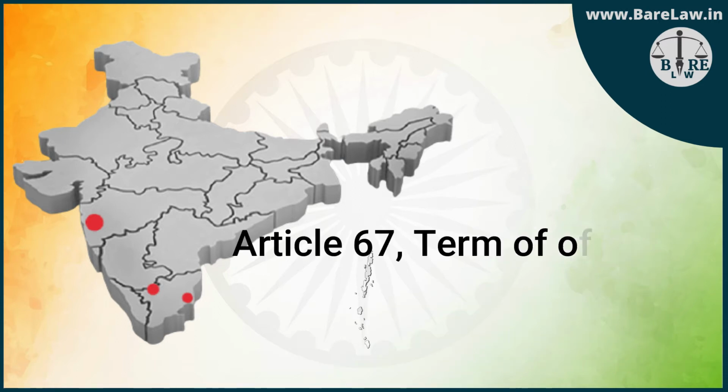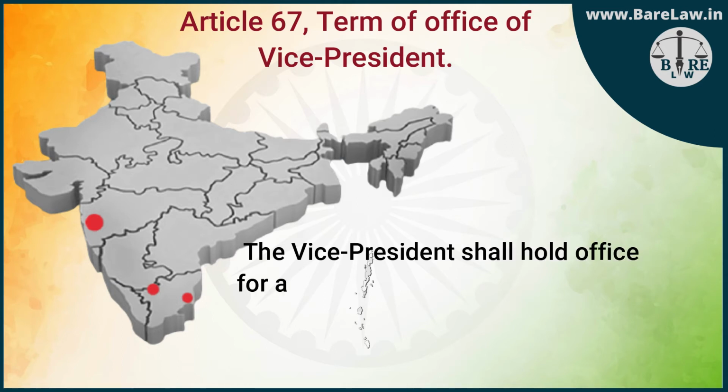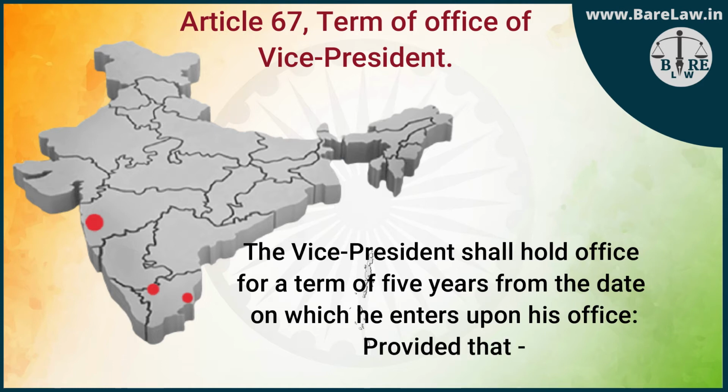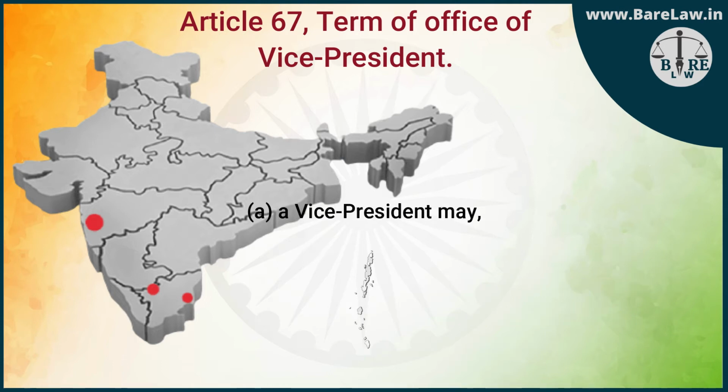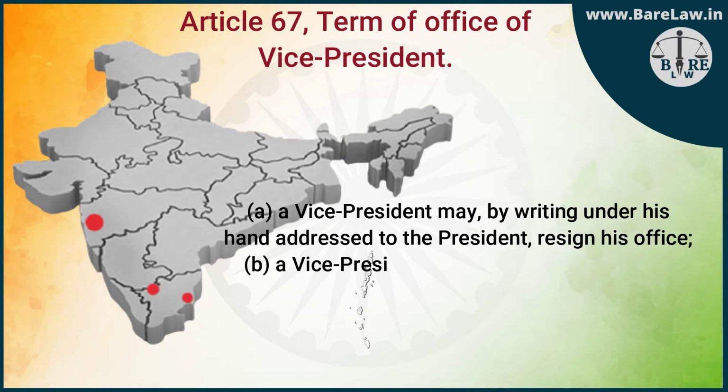Article 67, Term of Office of Vice President. The Vice President shall hold office for a term of 5 years from the date on which he enters upon his office, provided that a. A Vice President may, by writing under his hand addressed to the President, resign his office.